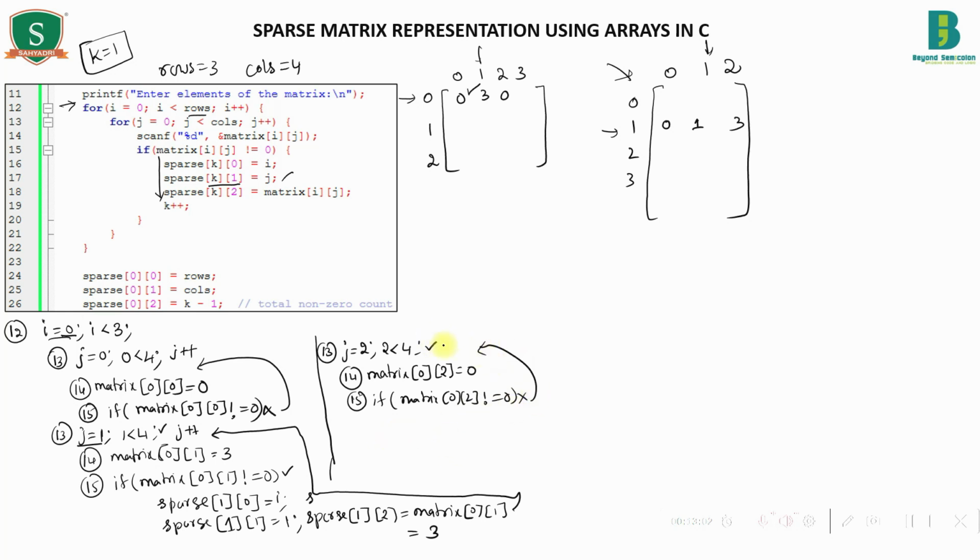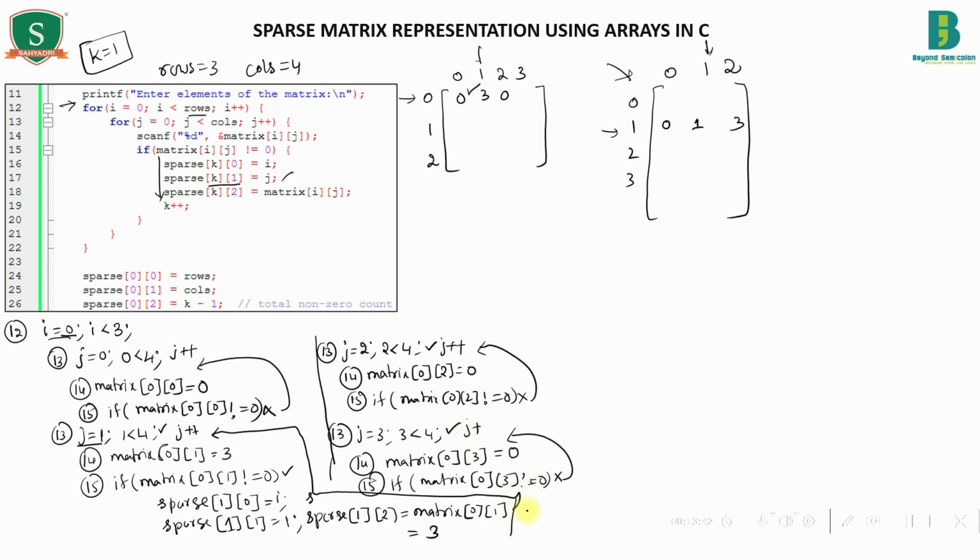Since the condition failed, it does not enter the if condition. It goes back and updates the j value, j plus plus. Again, 13th statement, j is equal to 3, 3 less than 4. The condition is true and it enters inside. Matrix of i comma j: i value is still 0, which means we are still in the 0th row, and j value is 3. So we are entering a value in the third column. If I assign it as 0, it comes to the 15th statement. If matrix of i comma j, with i value 0 and j value 3, is not equal to 0, the condition failed. It goes back and updates the j value.